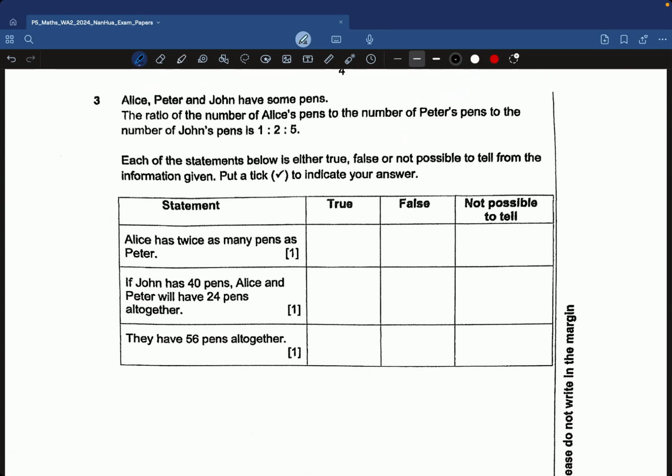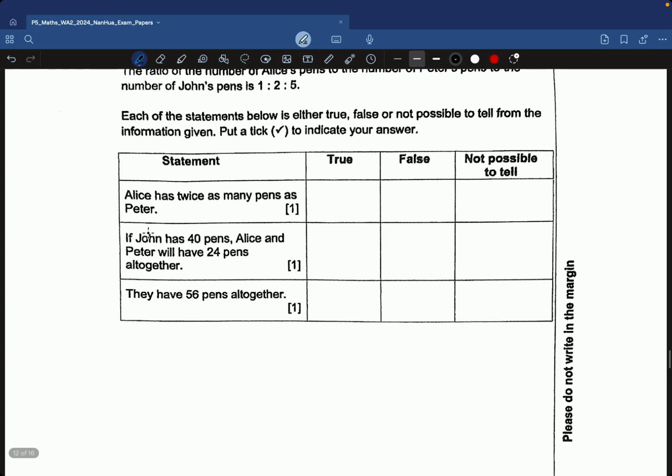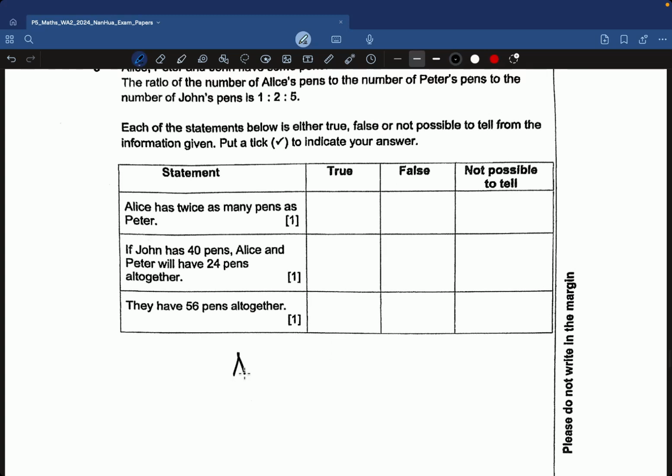So question 3 over here. Alice, Peter, and John have some pens. The ratio of the number of Alice's pens to the number of Peter's pens to the number of John's pens is 1 to 2 to 5. Each of the statements below is either true, false, or not possible to tell from the information given. Put a tick to indicate your answer. So I'm going to make this a little bit easier to see below over here. So Alice is to Peter is to John, so 1 is to 2 is to 5.